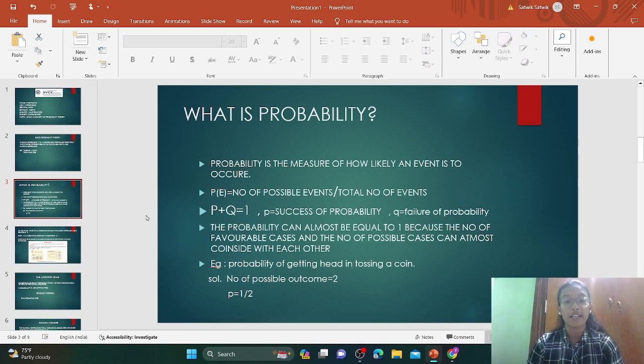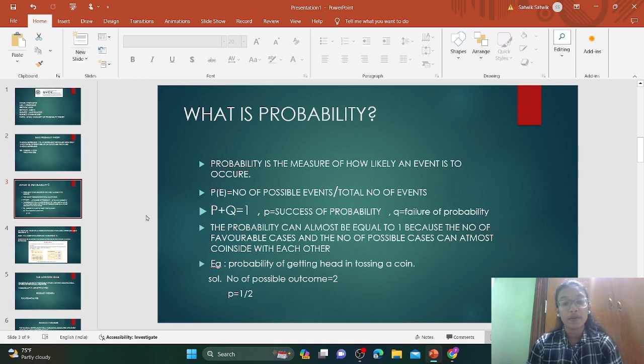The next point is P plus Q equals 1, where P is the probability of success and Q is the probability of failure. The probability can be at most equal to 1, because the number of favorable cases and the number of possible cases can at most coincide with each other.